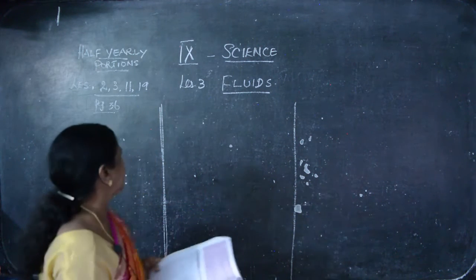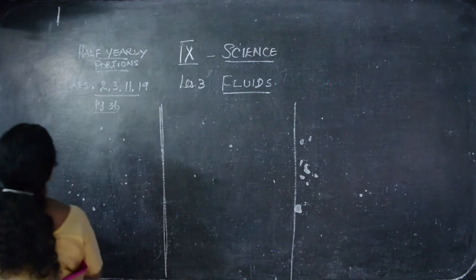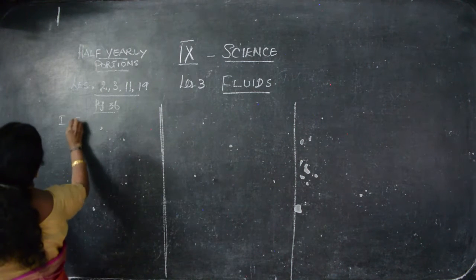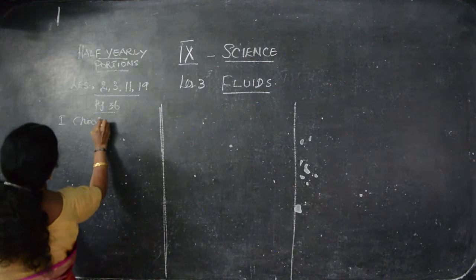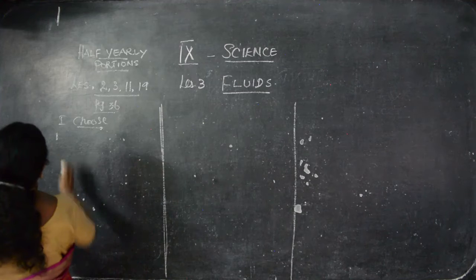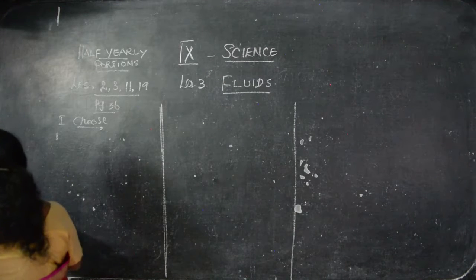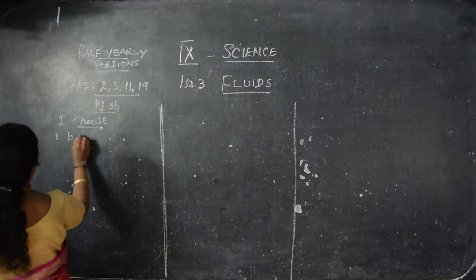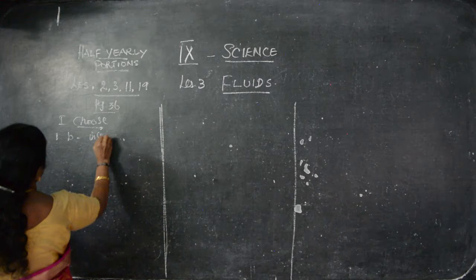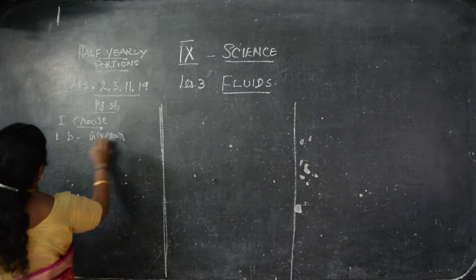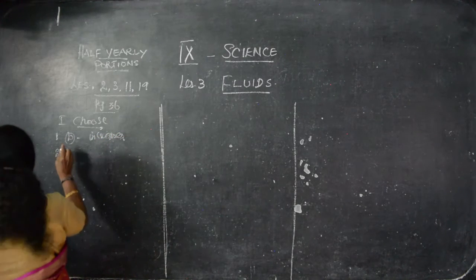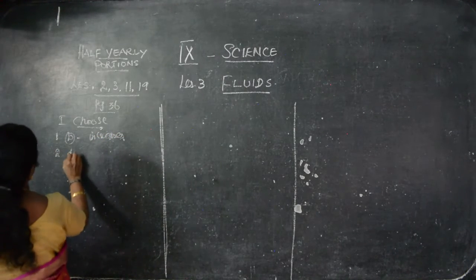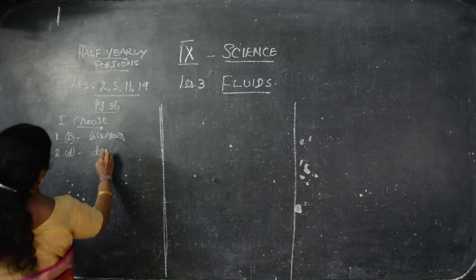Okay, let me write the options on the board. First one, choose the correct answer. First one, option B, increases. First you have to write the option, then only you have to go for the answers. Second one, D, density.